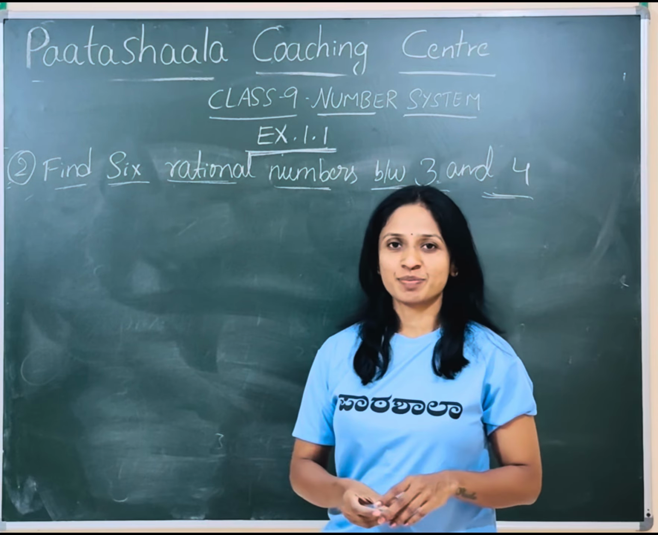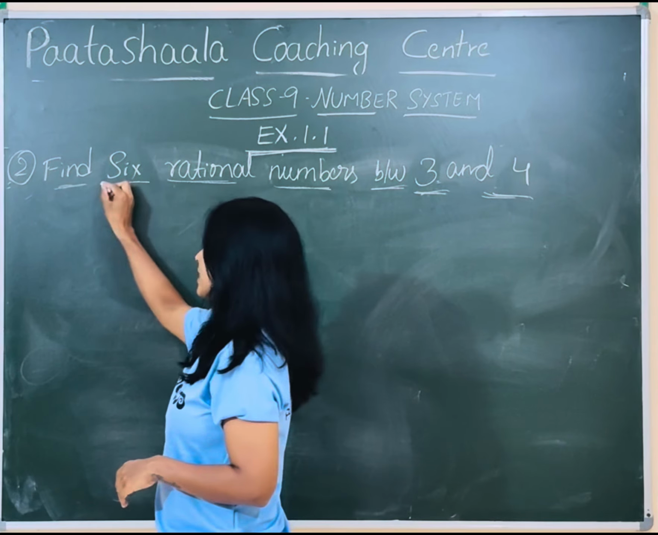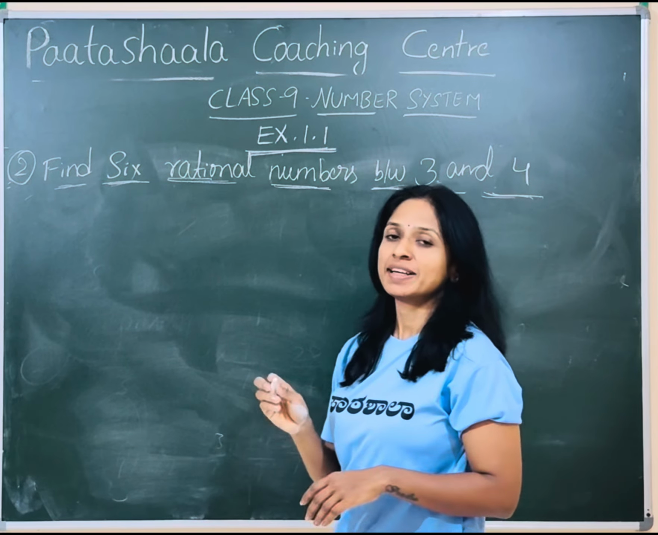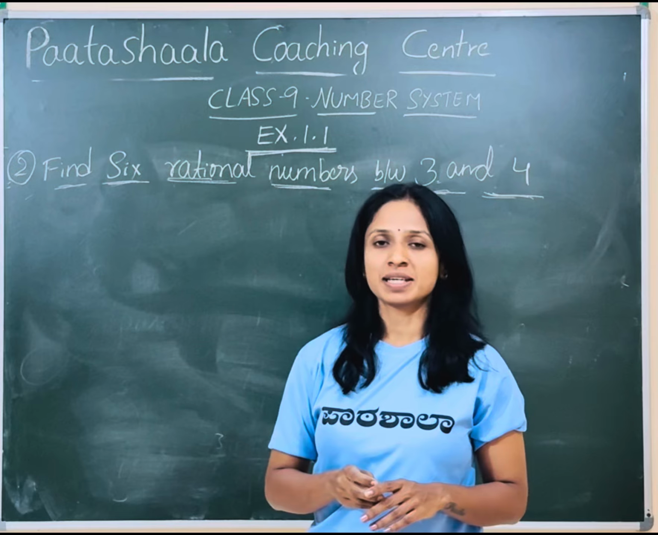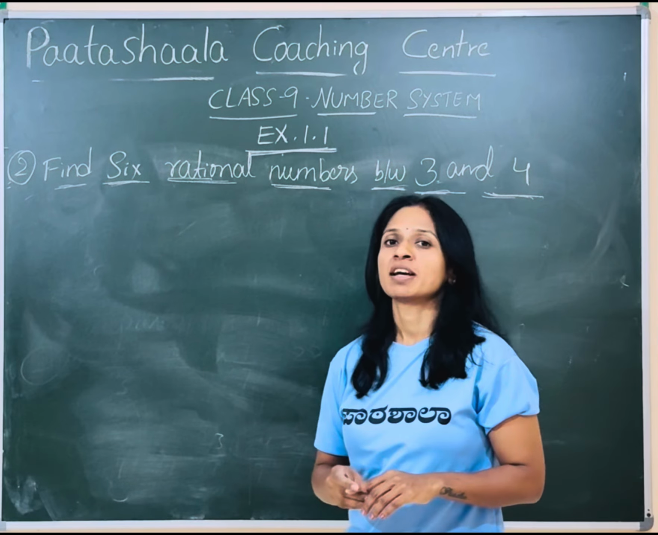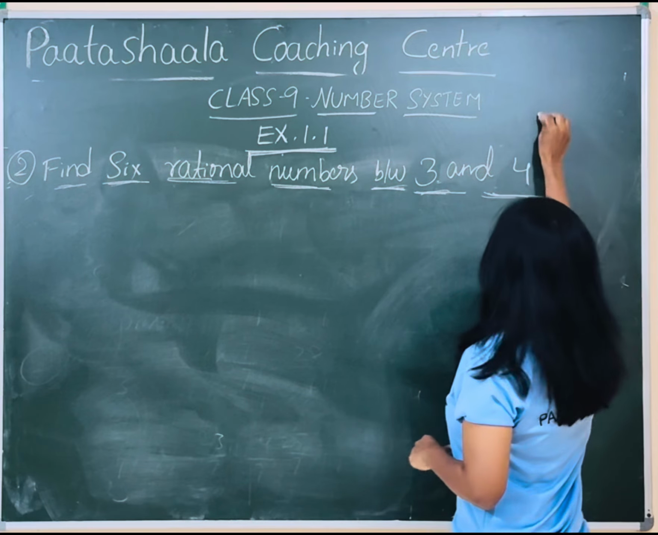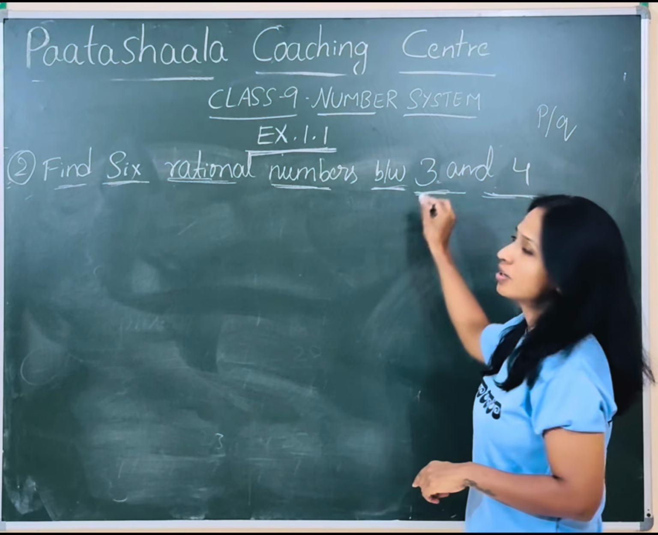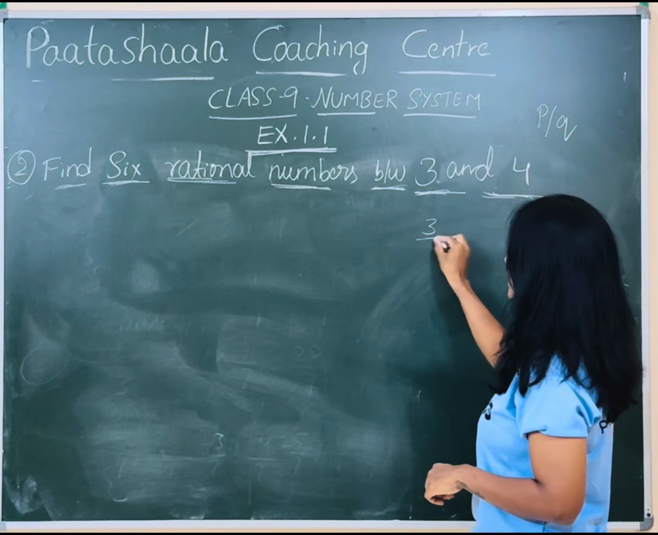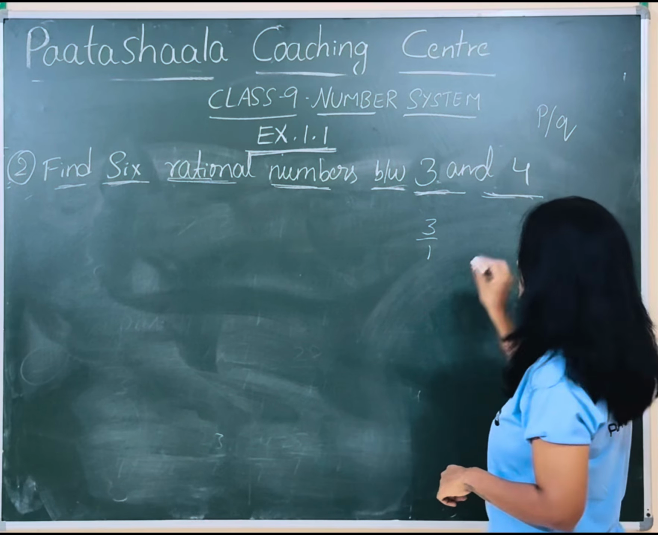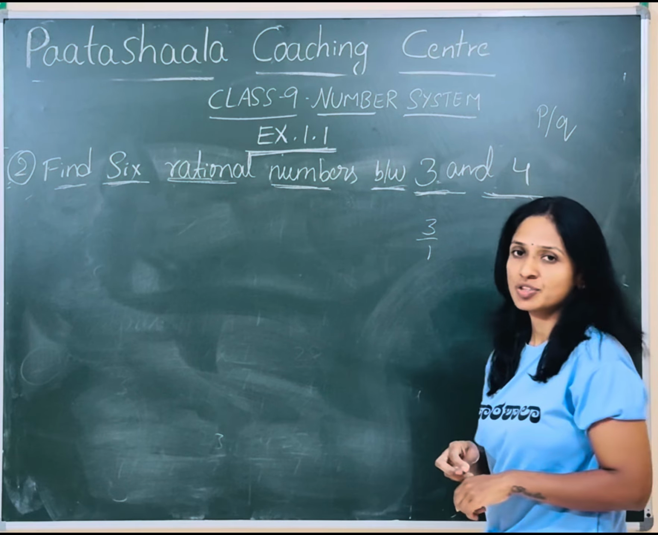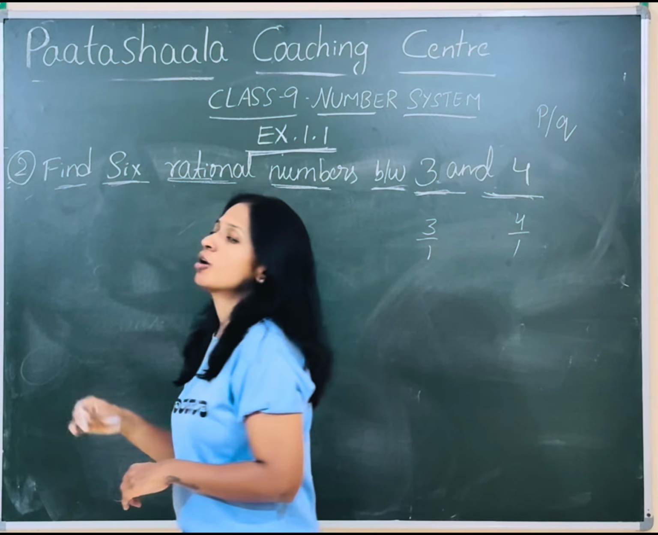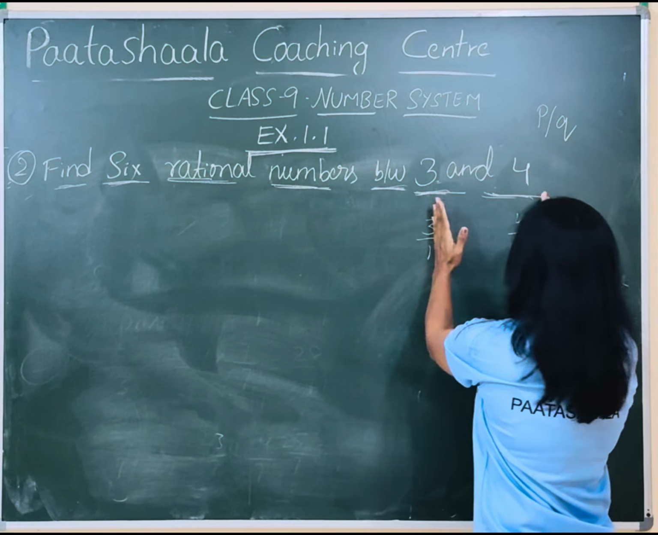Now we move on to the next problem. The second one: find 6 rational numbers between 3 and 4. We know rational numbers are expressed in the form of p by q. 3 is also a rational number because by default 1 is present in the denominator. 4 is also a rational number because 1 is there in the denominator by default. So how to find the 6 rational numbers between 3 and 4?